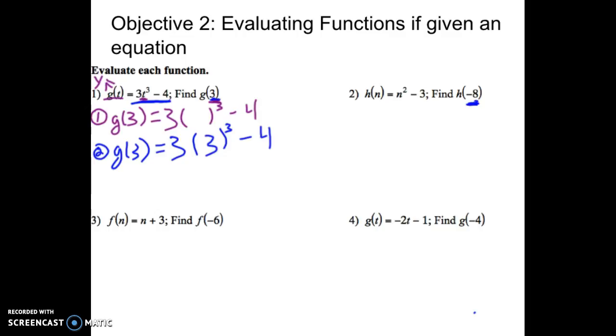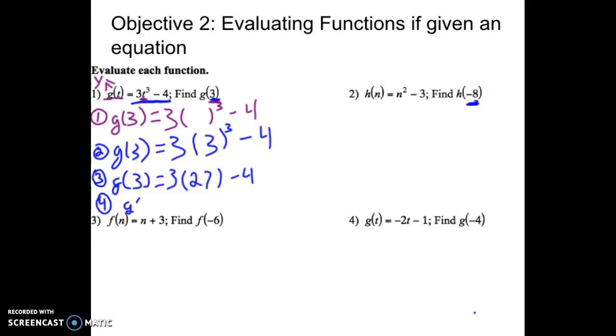Step 3 will look different for each one of these problems, depending on what the equation is asking you to do. Here it's asking me to cube a number. Number 2 is going to ask you to square a number. So it just depends on that. But in number 3, you just solve the problem for the math. So g of 3 equals 3 cubed, which is 27. So I'll write that out again: 3 times 27 minus 4. And then finally, the fourth step would just be continuing to simplify.